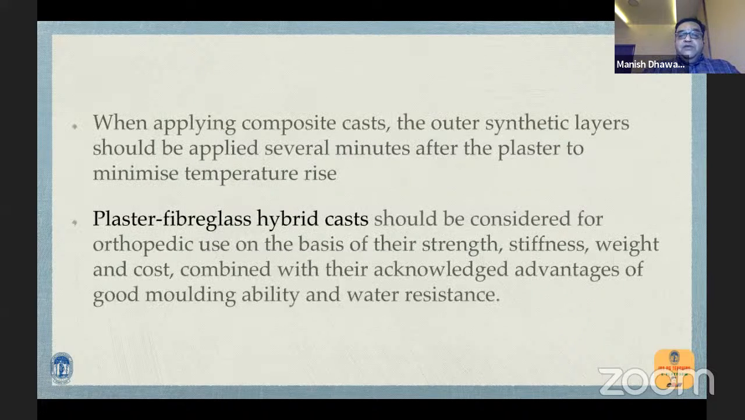Now, when applying composite casts, the outer synthetic layer should be applied several minutes after the plaster of Paris to minimize temperature rise. So this is very important. Once the plaster of Paris is set and hardened, then you apply it. Plaster and fiberglass hybrid casts should be considered for orthopedic use on the basis of their strength, stiffness, weight, and cost, combined with their acknowledged advantages of good molding ability and water resistance.